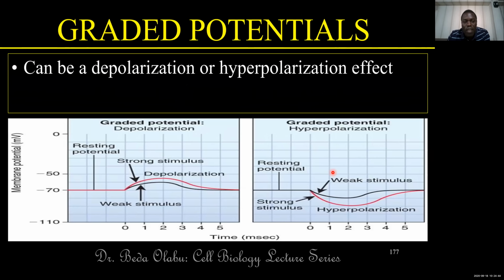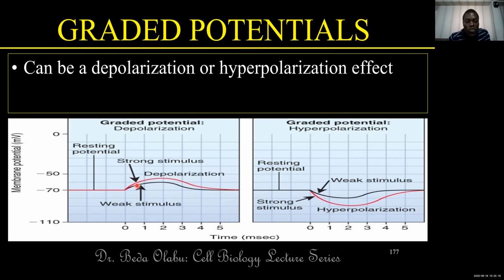This type of disturbance can be either a depolarization, which means that if the resting membrane potential was negative 70, maybe it's now negative 60. That's a depolarization because you are canceling the charges. It can also be a hyperpolarization, which means if it was at negative 70, maybe it's now negative 90.